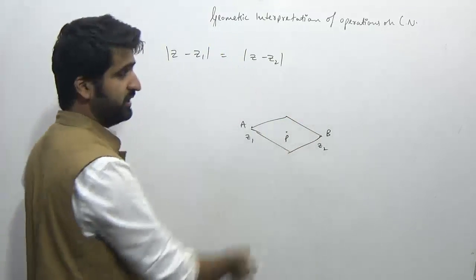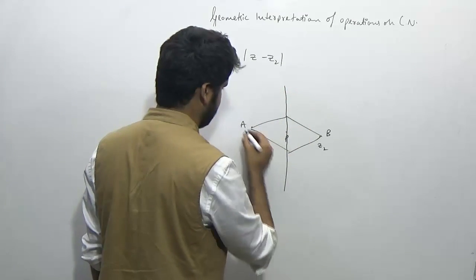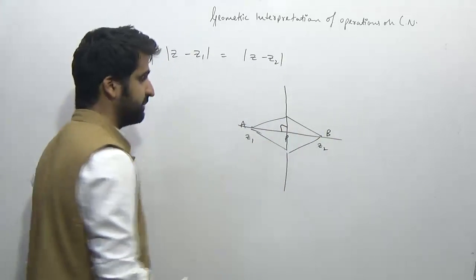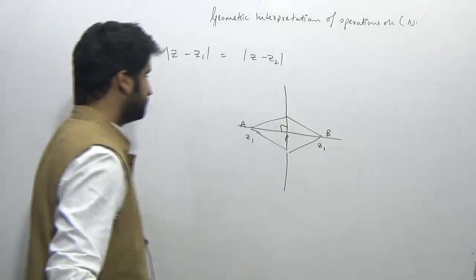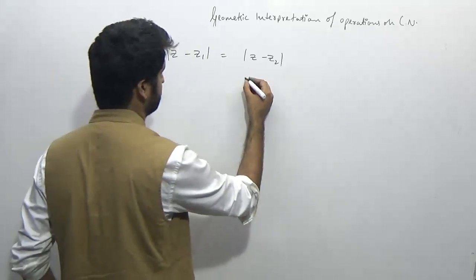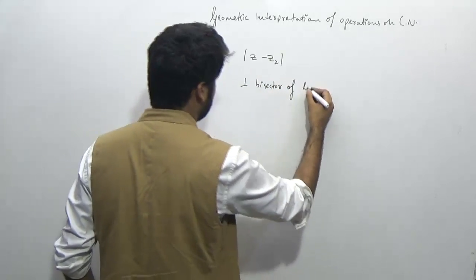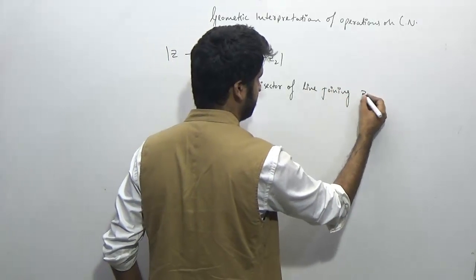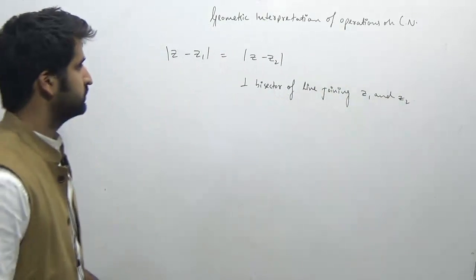So what is the locus of the point which is equidistant from two fixed points? It will be a perpendicular bisector. It will be the perpendicular bisector of the line segment joining these two points, these two complex numbers. So this will represent the perpendicular bisector of the line joining z1 and z2.